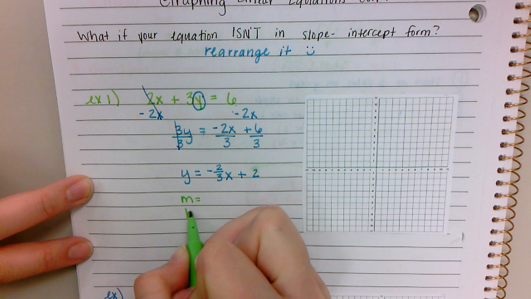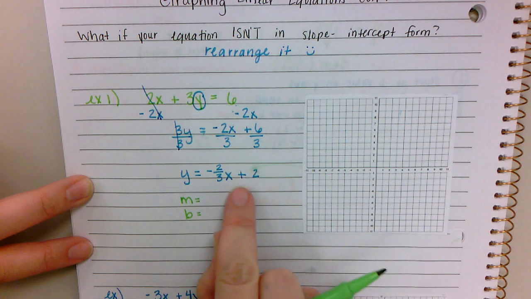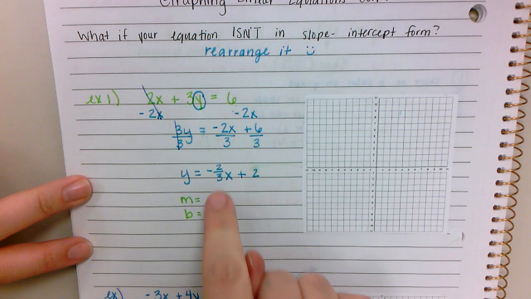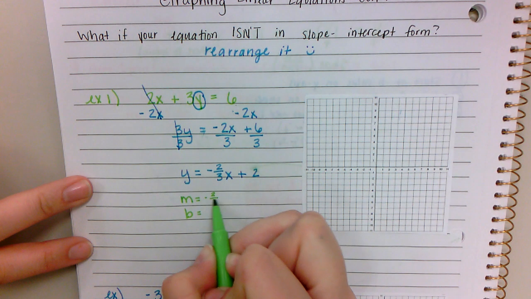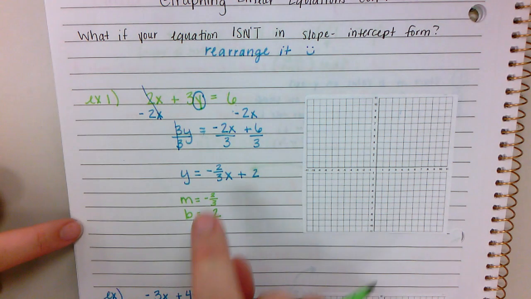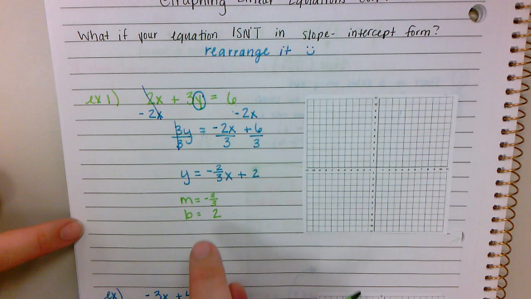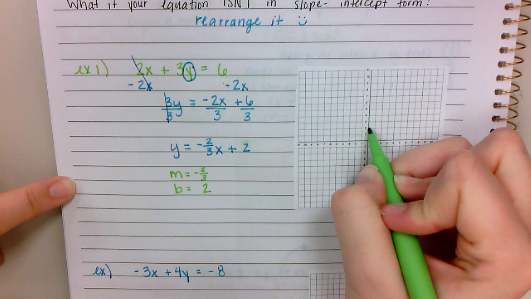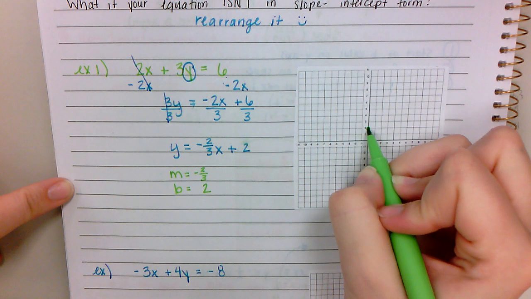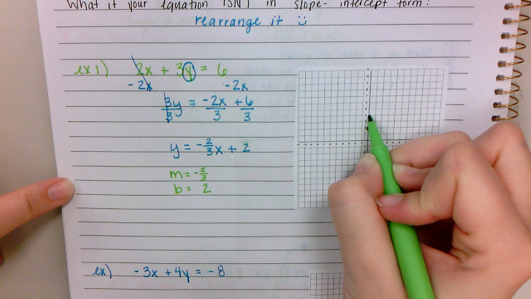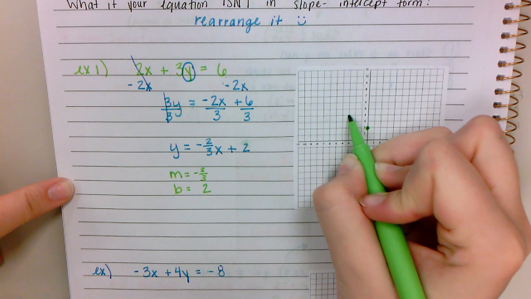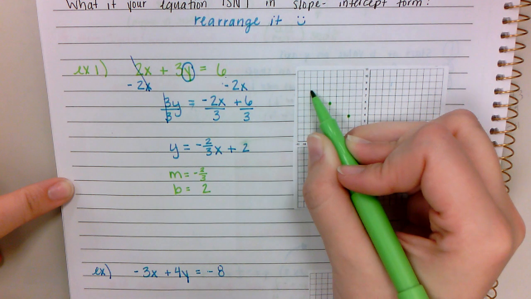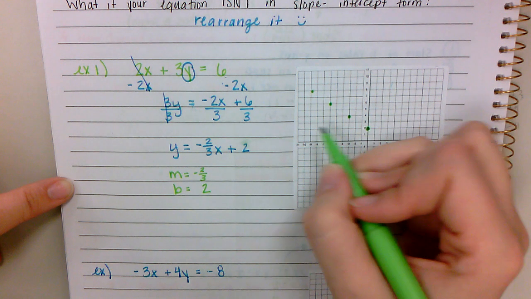So I'm going to look for my m and my b. Well, I can see it much clearer now. My b value is a positive 2. My slope is negative 2/3. And again, it doesn't matter which one gets that negative symbol as long as only one is negative. So I'm going to start at 2, and I'm going to go up 2, left 3. Up 2, left 3. Up 2, left 3. So I chose my run to be negative.